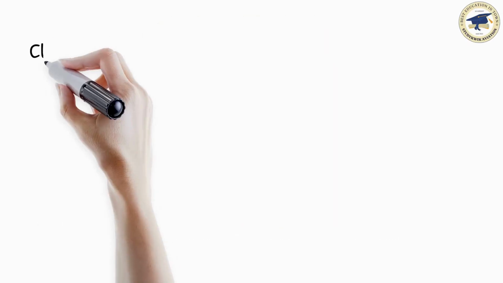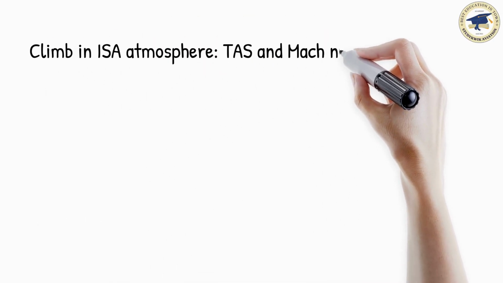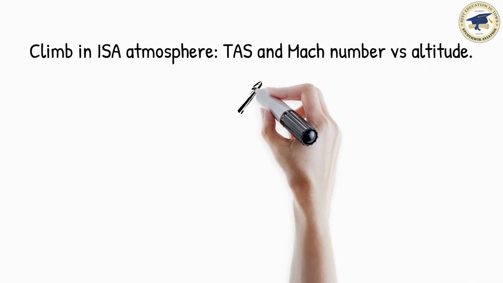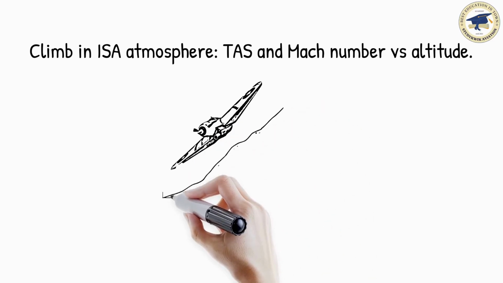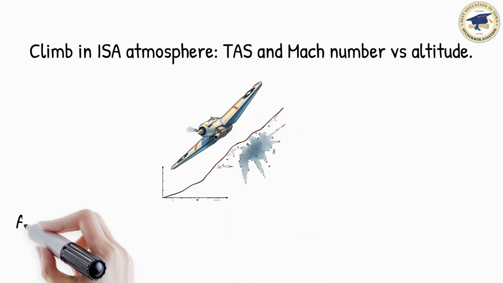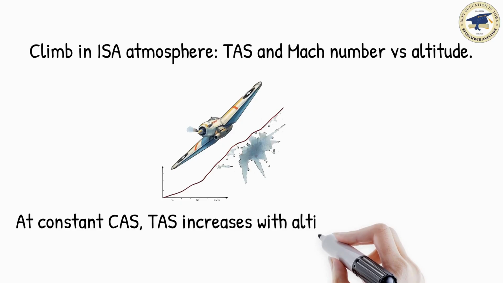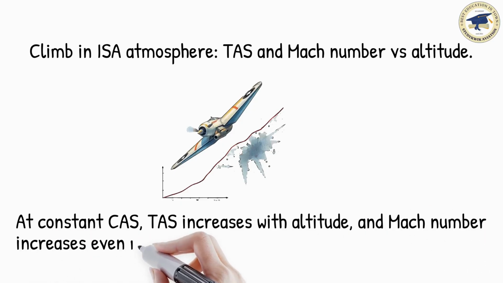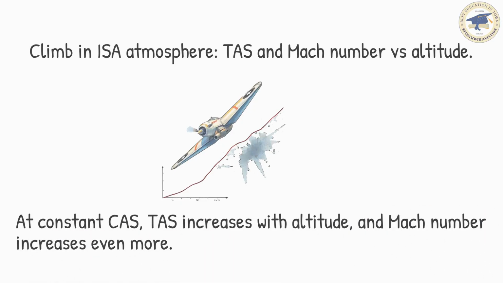Let's start with a climb in the standard ISA atmosphere at constant CAS. We can plot a graph to understand how TAS and Mach number change with altitude. At constant CAS, TAS increases with altitude and Mach number increases even more.